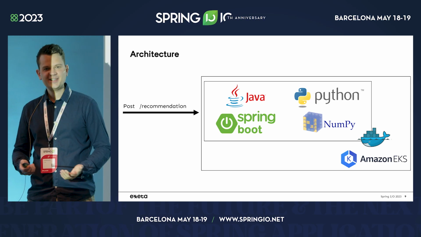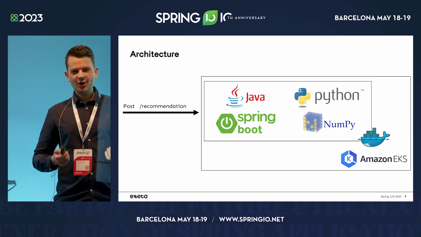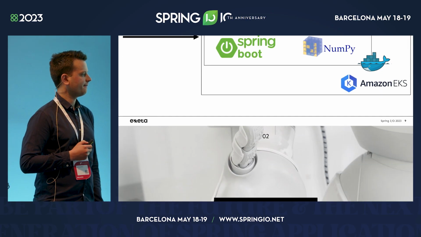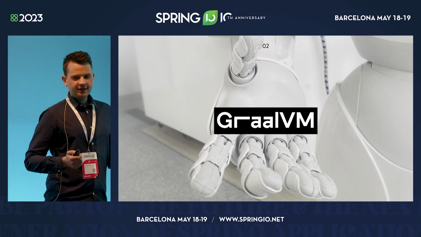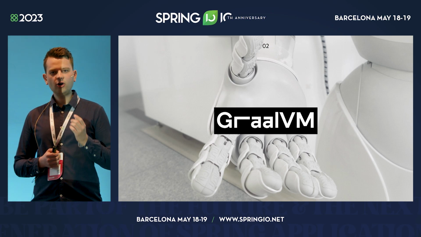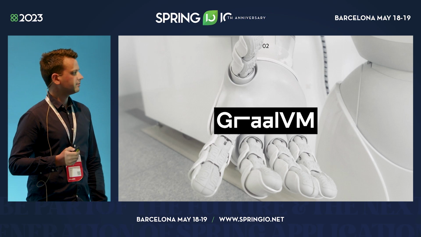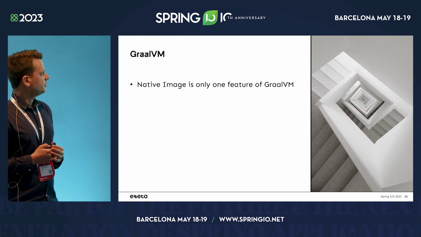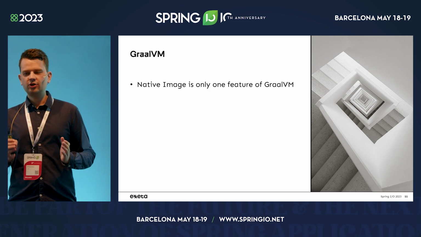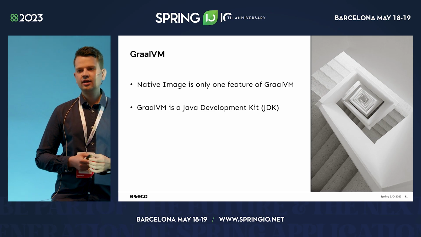Now you think, I never heard before that someone is using Python in Spring. Why is it working? So let's have a look on GraalVM. Some people I talked to thought GraalVM is only the native image compiler. But in reality, native image is only one feature of GraalVM, because GraalVM is a whole JDK.